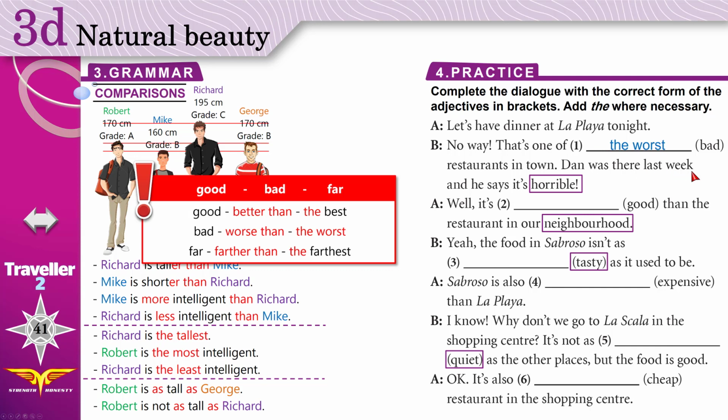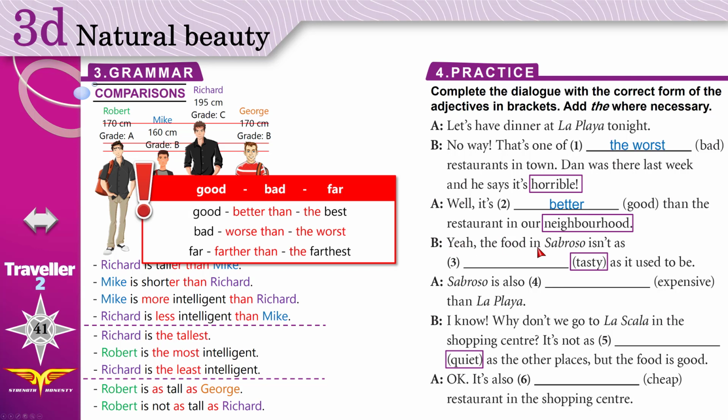Dan was there last week and he says it's horrible. It's very bad. Well, it's good than the restaurant in our neighborhood. Neighborhood is where we live, the place, the area where we live. So we are comparing between two or more. We are comparing between La Playa and the restaurant in our neighborhood. Between two, we will use better than. Than is already written. You don't write it, you just write better.